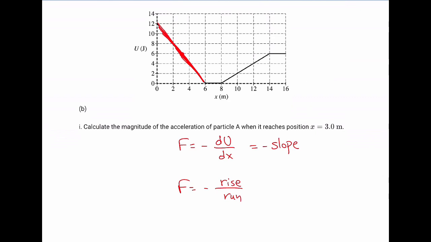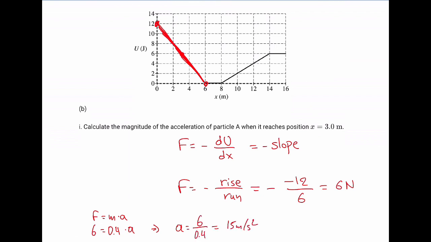so we can say that the force is equal to minus rise over run on this line. We can select any 2 points. I will select the start and the finish. Now the line is falling 12 joules, so the rise is negative 12, and the run is 6, so the force is 6 newtons. And from the force we can find the acceleration, because F is equal to mass times a. The mass was given as 0.4, and we don't know the acceleration, so the acceleration is 6 over 0.4, or 15 meters per second squared.